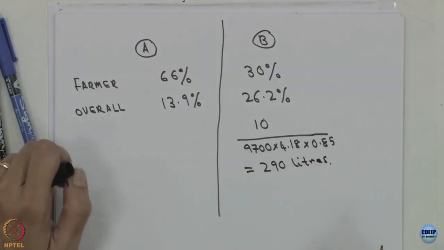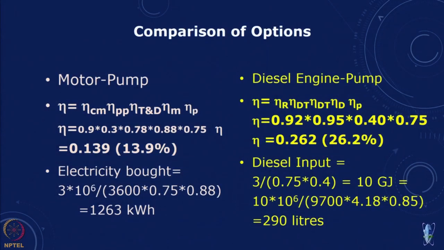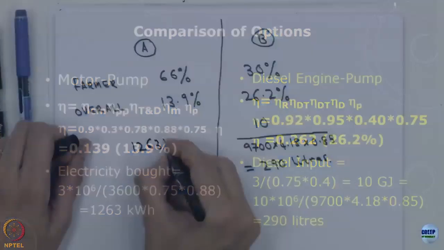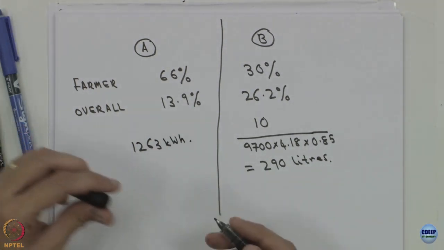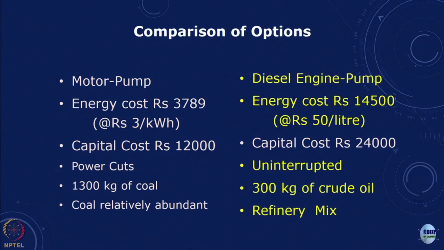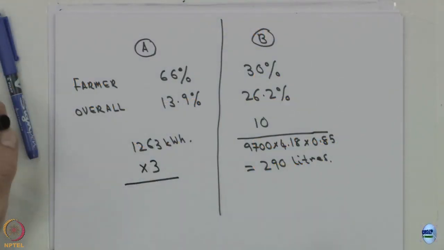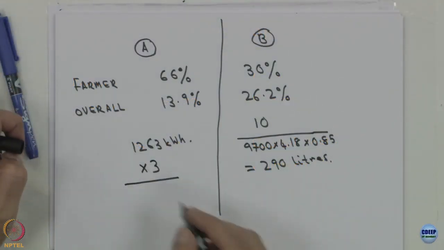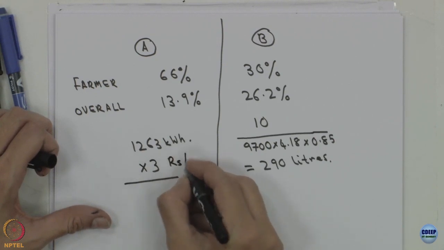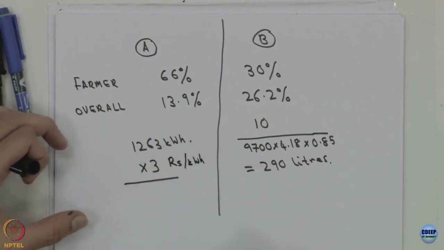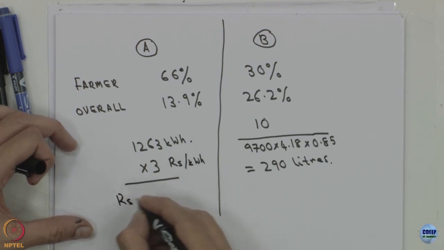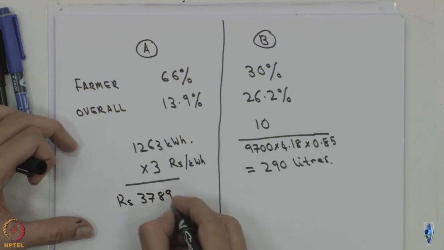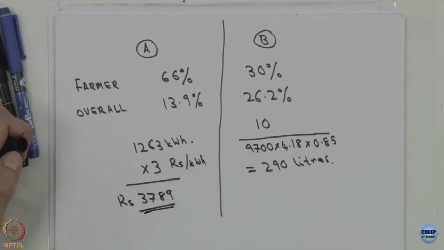Now we can calculate how much we are buying, 1263 kilowatt hour. From the farmer's point of view, what is the difference in the operating cost? Of course, earlier we used to have subsidized electricity, and now, let's say, we are paying 3 rupees per kilowatt hour, then this will come to about 3789 as the annual cost of operation.